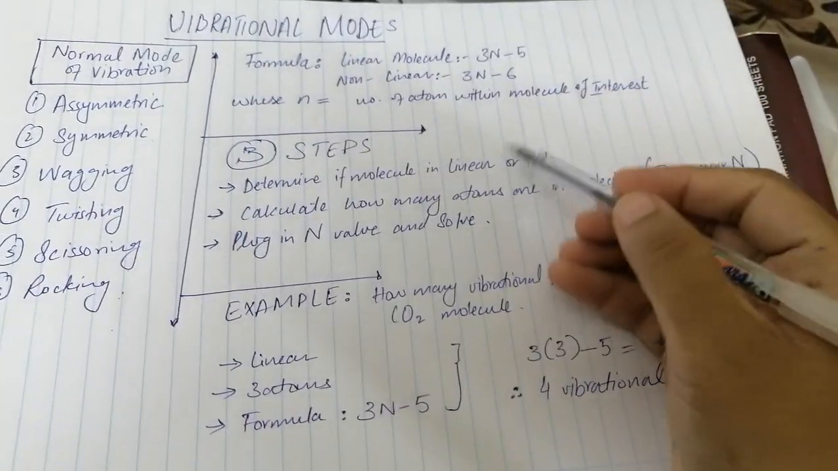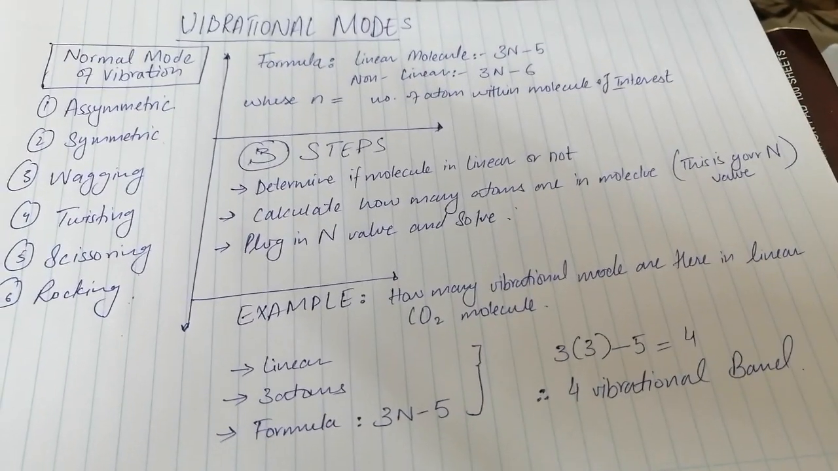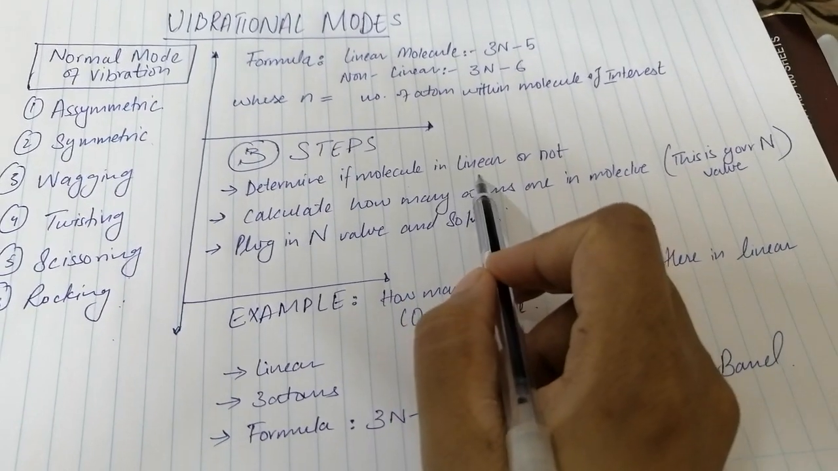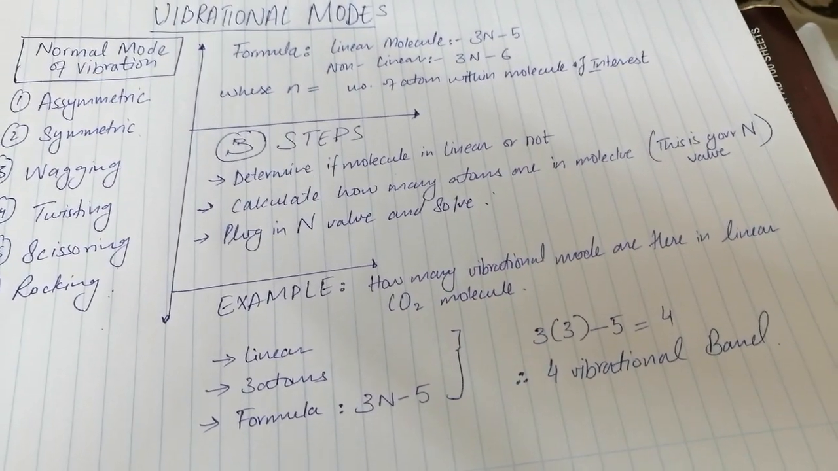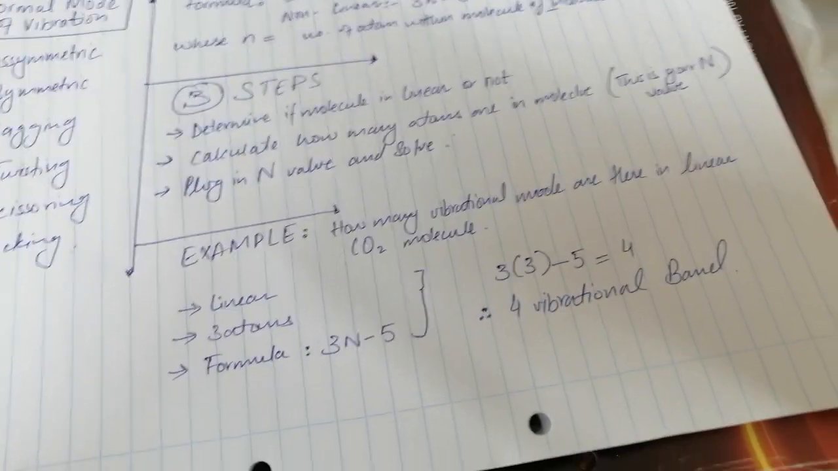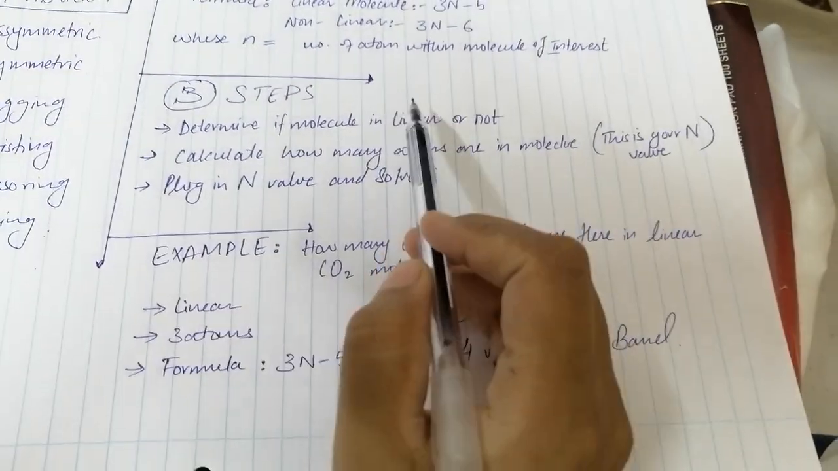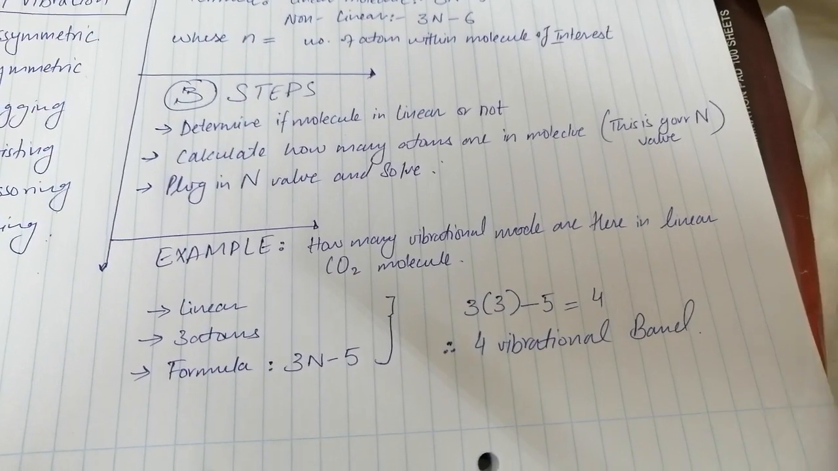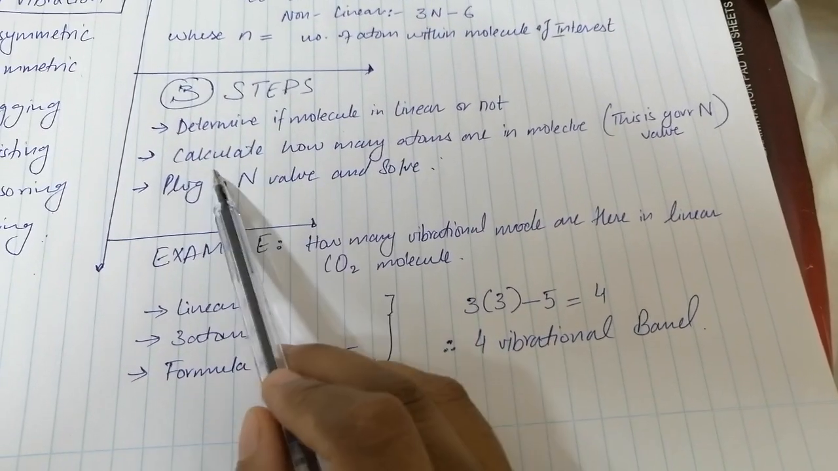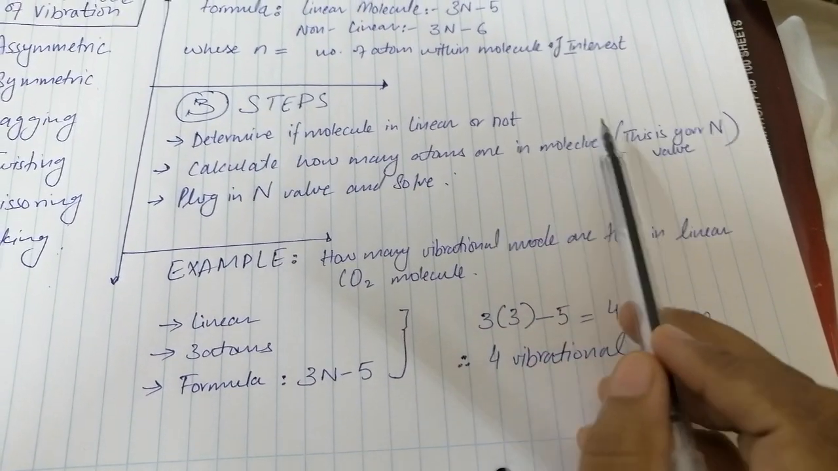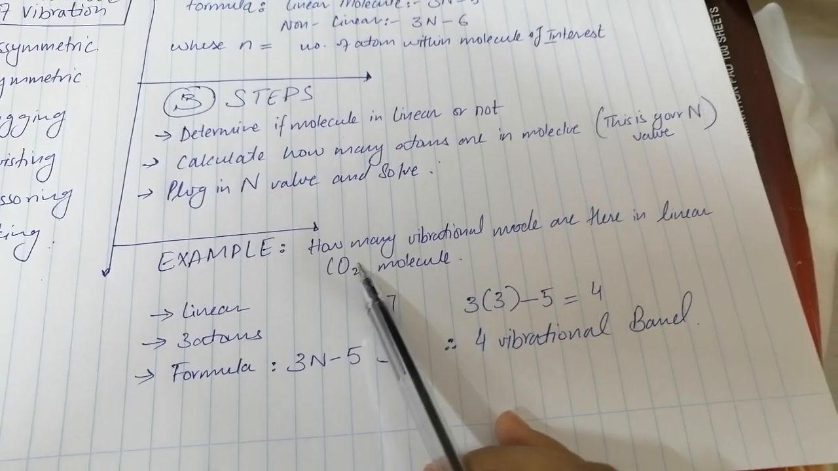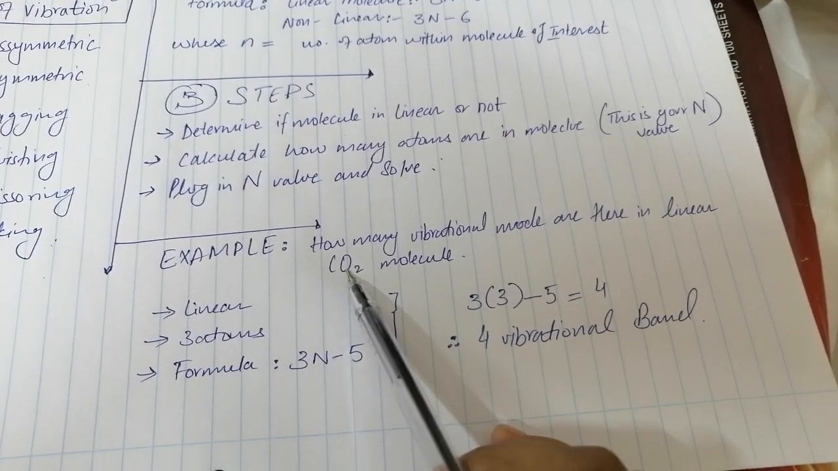Now, there is a 3-step procedure to calculate the vibrational mode. First step is to determine if the molecule is linear or not. You can draw out the molecule using VSEPR so you can understand whether the molecule is linear or not, but you should have enough practice to see a molecule and say if it is linear or not. Then the next step is to calculate how many atoms are in one molecule. For example, CO2, here there are 3 atoms, 1 carbon atom and 2 oxygen atoms.